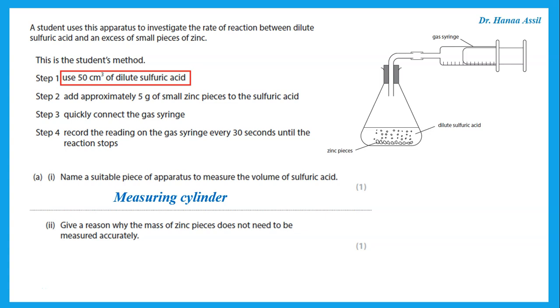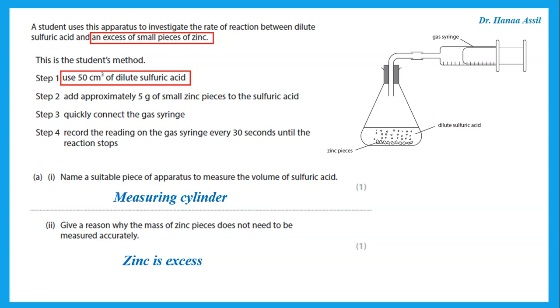Give a reason why the mass of zinc pieces does not need to be measured accurately. He's saying about 5 grams of zinc pieces, because up there he already said that the zinc is in excess, so it doesn't matter if it is a little bit more or a little bit less.